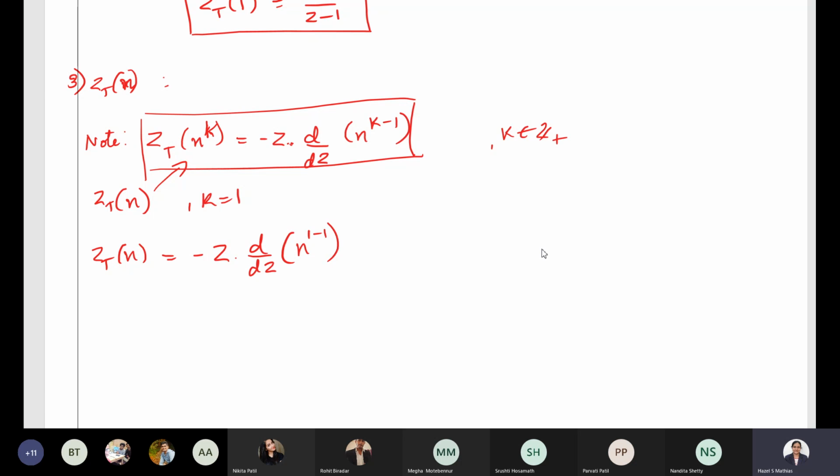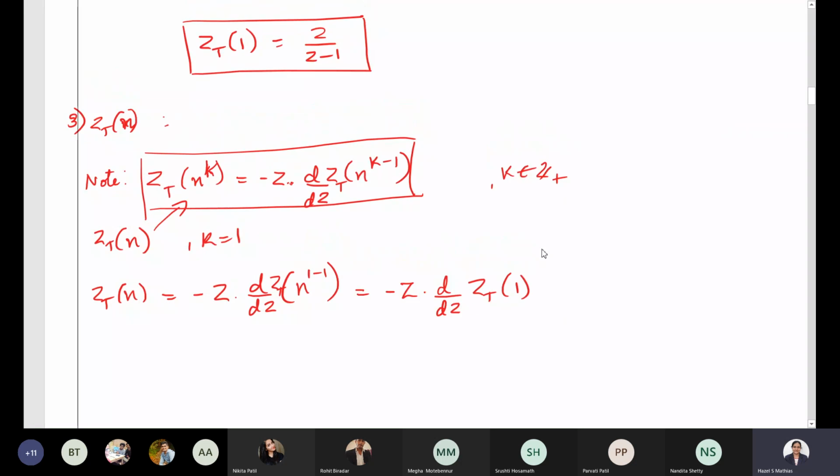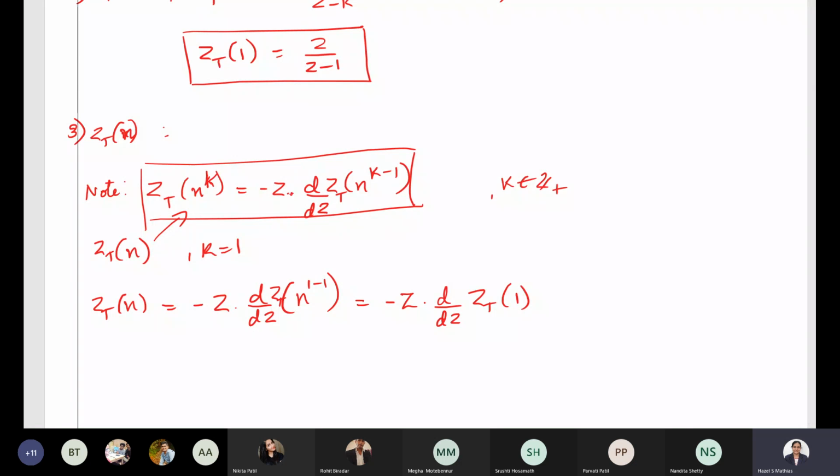Kavya, is it correct? Parvati, is it correct? Yes, ma'am. Okay, so n power 0. Anything power 0 is what? Sorry, here the Z transform is missing. It will be the Z transform of n power 0. Anything power 0 is 1. And what is the Z transform of 1? We have discussed it just now. Correct?